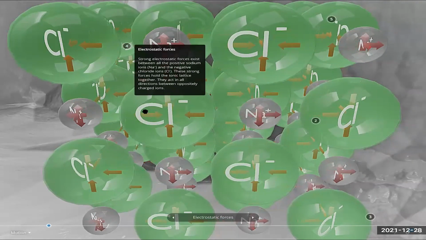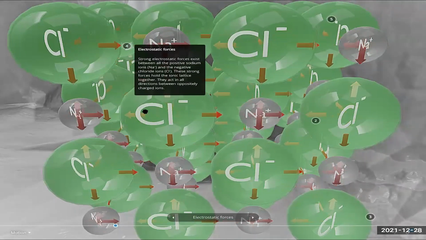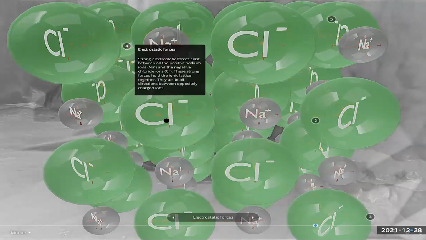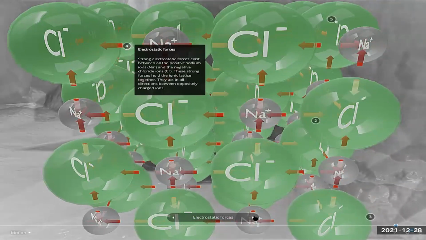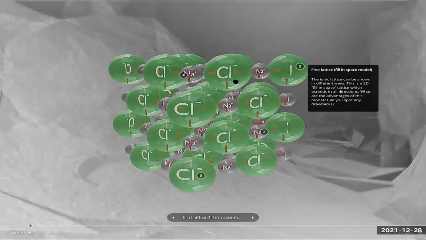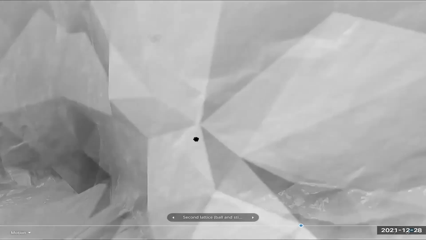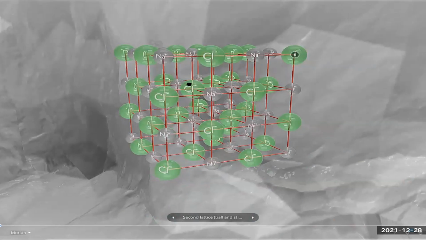तो आप देख रहे हो कि उनके arrows बता रहे हैं that chloride is attracted to sodium and sodium is attracted to chloride. So that's how the forces are. And this is the lattice, and this is called one way of looking at it. This is the space-filling model, and this one is a ball and stick method. And what's shown here is slightly different.